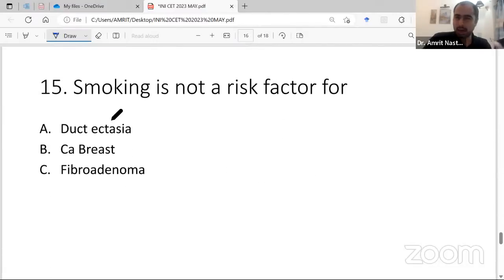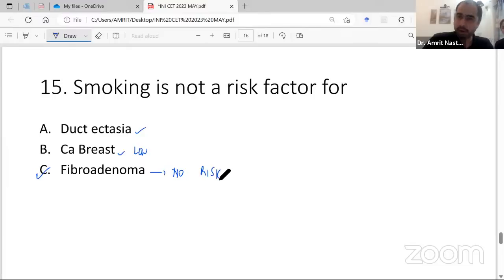And again, I don't know if this has been discussed in pathology. Smoking is not a risk factor for... Obviously, answer will be fibroadenoma. All right, ductectasia, yes. Ductectasia, periductal mastitis. CA breast, low risk, but yes, Bailey says it is a risk. And fibroadenoma, of course, there is no risk.